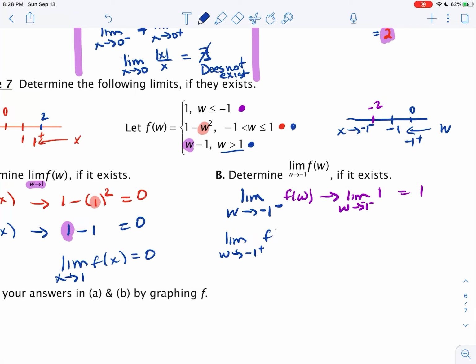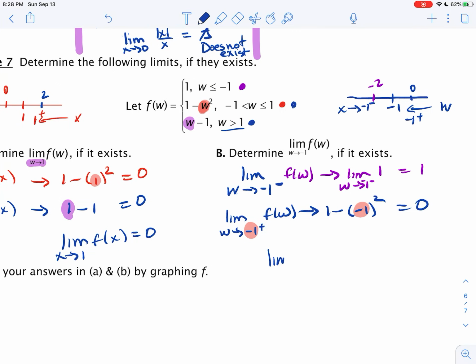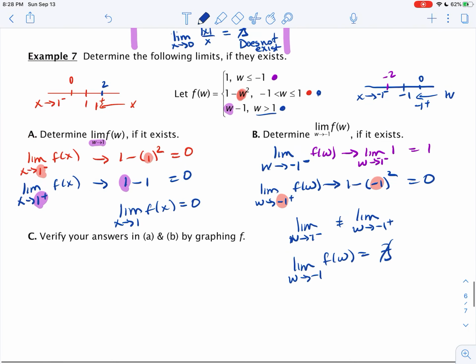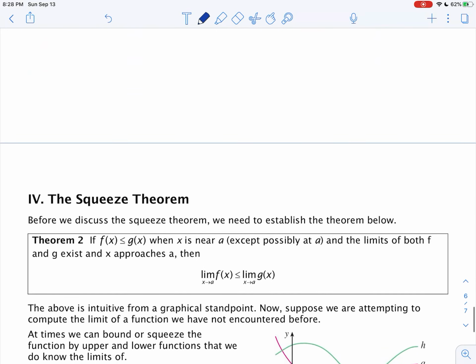And so the limit of f of w is going to go to 1 minus 1 squared, because I'm plugging in my value of minus 1 where my w is. And I end up with 1 minus 1, which is equal to 0. So because the limit as w approaches negative 1 from the left does not equal the limit as w approaches negative 1 from the right, the two-sided limit does not exist. Good. And you can verify by graphing its piecewise form.